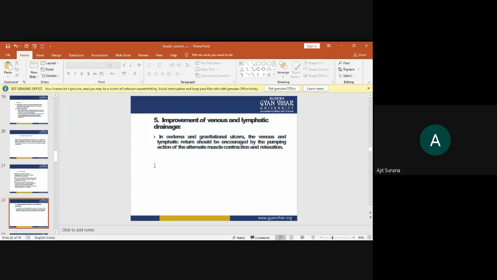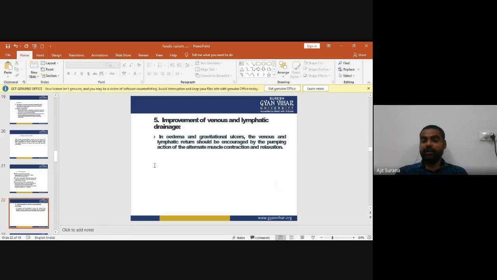Now, improvement of venous and lymphatic drainage. They are used in improvement of venous and lymphatic drainage in edema and gravitational ulcer. The venous and lymphatic return should be increased by the pumping action of alternate muscle contraction and relaxation techniques.